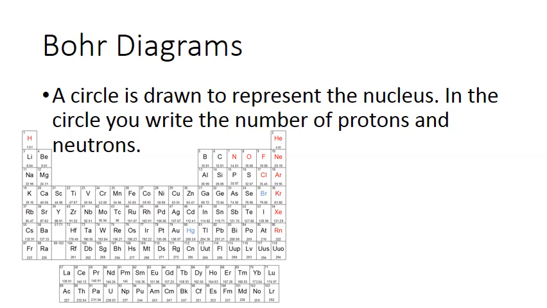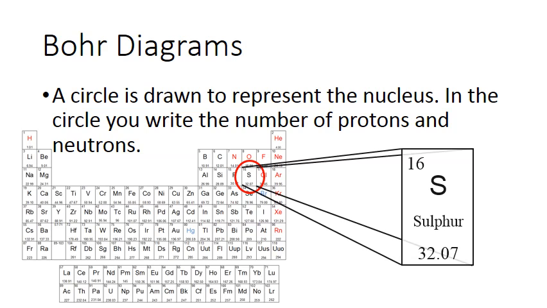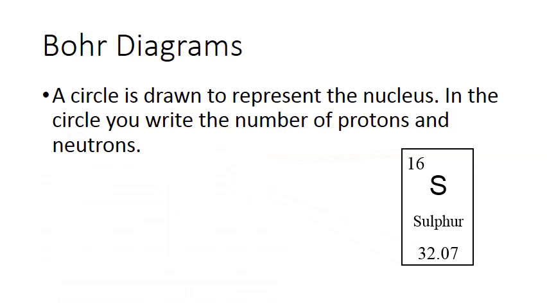So let's choose an element. We're going to take sulfur. So here's the box for sulfur. And up at the top left, it says it has an atomic number of 16, which means it has 16 protons. So we'll write 16p in our circle.